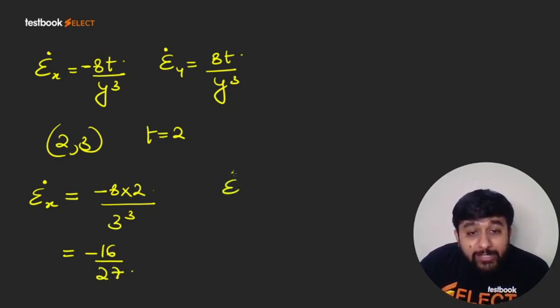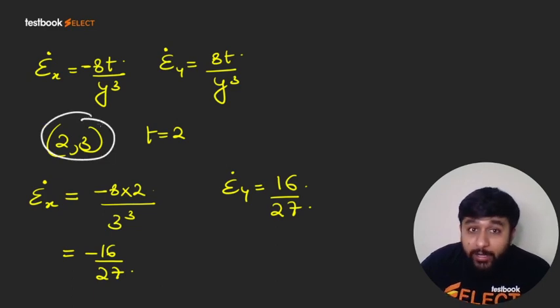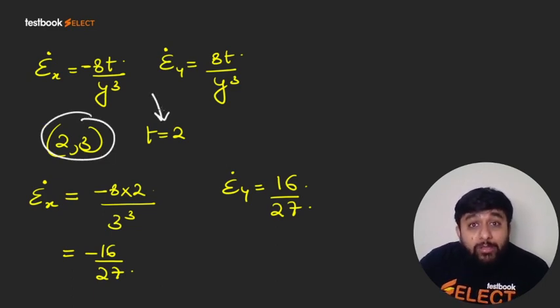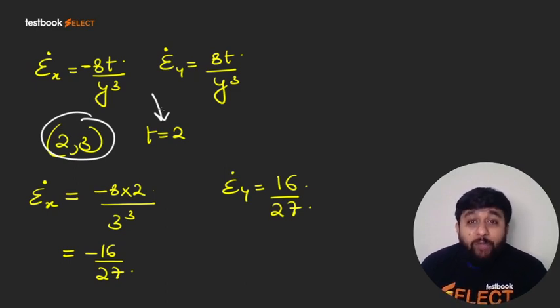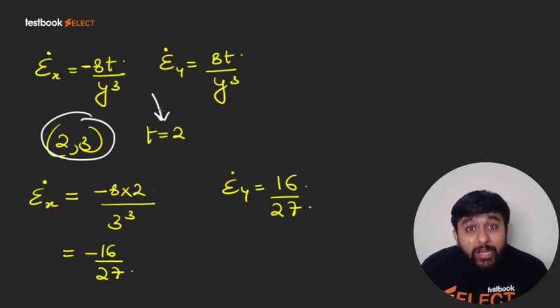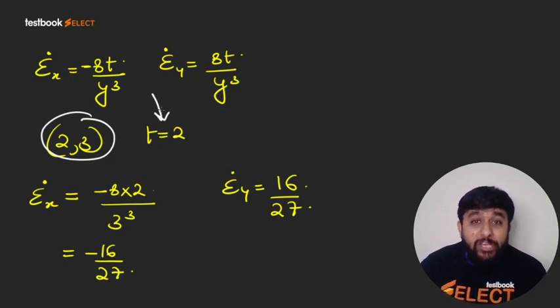And if I write epsilon dot y, it will be the negative of this term. That is, it will become positive, so 16 by 27. So at this particular point, for this particular time, the particle has these rates of strain. Obviously epsilon dot x is negative, so the x length of the body is decreasing with time, and epsilon dot y is positive, so the y length of the body of the particle is increasing with time, right? So we have found out the linear strain rates.